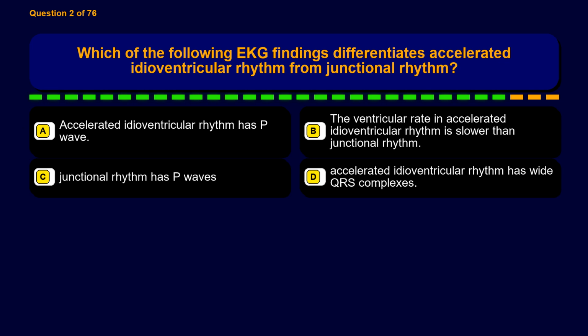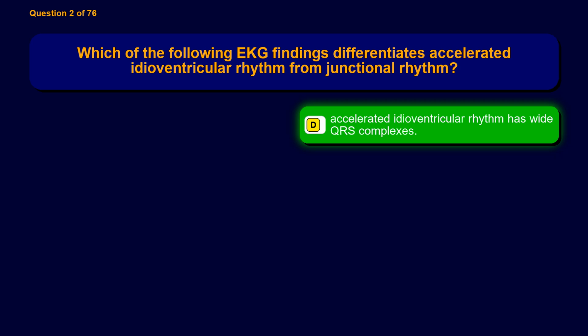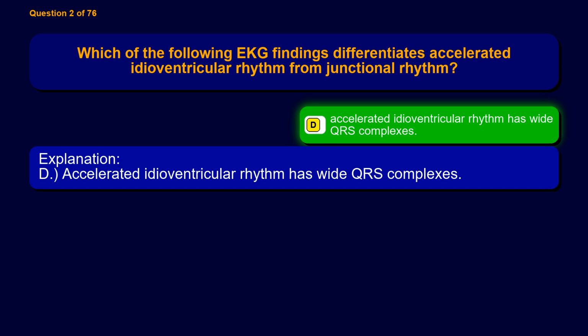Question 2. Which of the following EKG findings differentiates accelerated idioventricular rhythm from junctional rhythm? Option A, accelerated idioventricular rhythm has P waves. Option B, the ventricular rate in accelerated idioventricular rhythm is slower than junctional rhythm. Option C, junctional rhythm has P waves. Option D, accelerated idioventricular rhythm has wide QRS complexes. The correct answer is option D, accelerated idioventricular rhythm has wide QRS complexes.